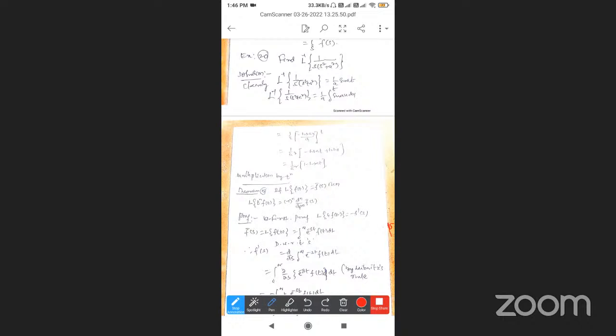So this is Laplace transform. Okay, can you hear me? Is it clear, guys?